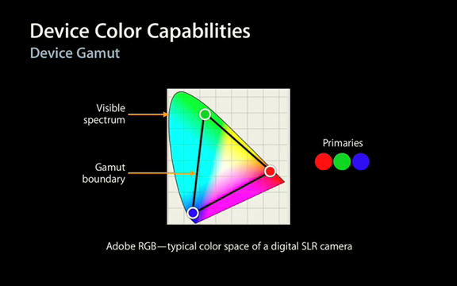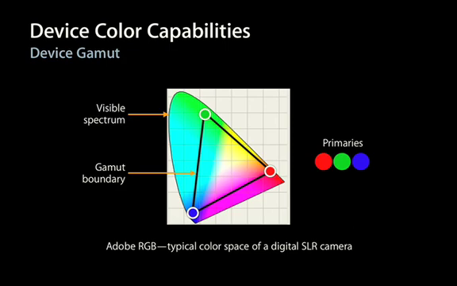And each of my devices can reproduce a part of that. There's really no device that could reproduce the full visible spectrum. I'll give you an example of Adobe RGB, which is one of the typical color spaces used in digital SLR cameras today. But let's go in order of introducing those new concepts.